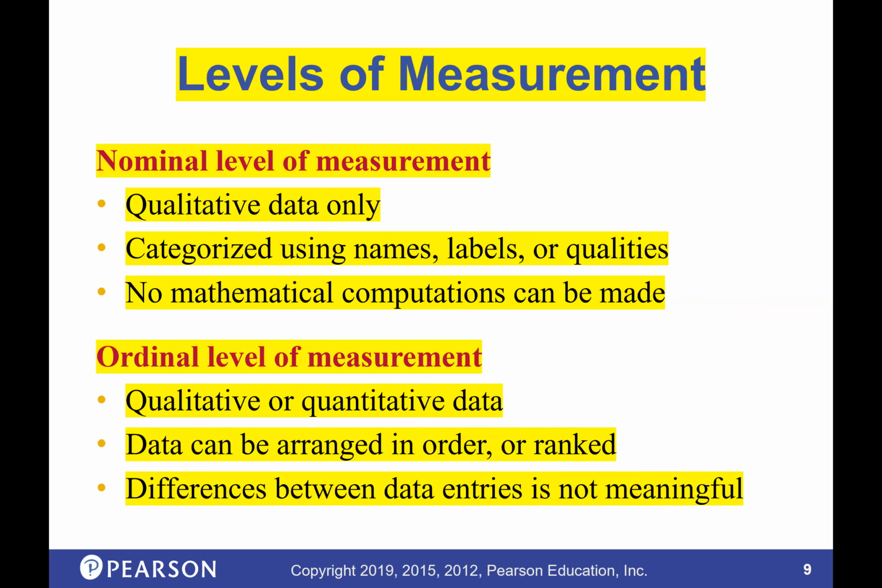Then we have something called ordinal data. Ordinal data could be qualitative or quantitative. Could have numbers in there. You can arrange them, you can rank them, but it makes no sense to add the 2 together, or add the 3 together.